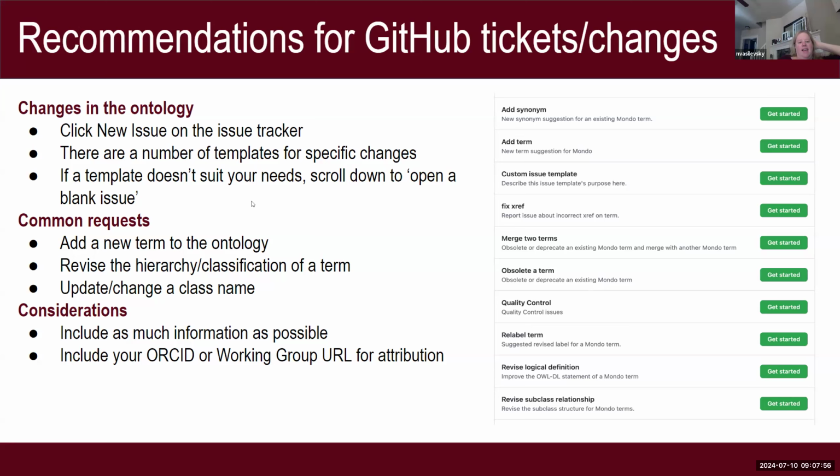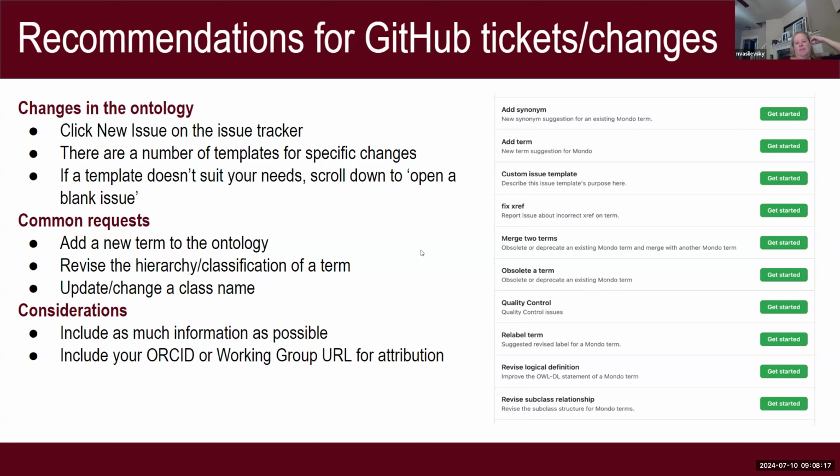And then some of the common requests, like I mentioned, are adding new terms to the ontology. I would say that's probably the most commonly requested change. Sometimes there's requests to revise the hierarchy, maybe add a subclass or revise a superclass, or relabel terms or add synonyms and such.